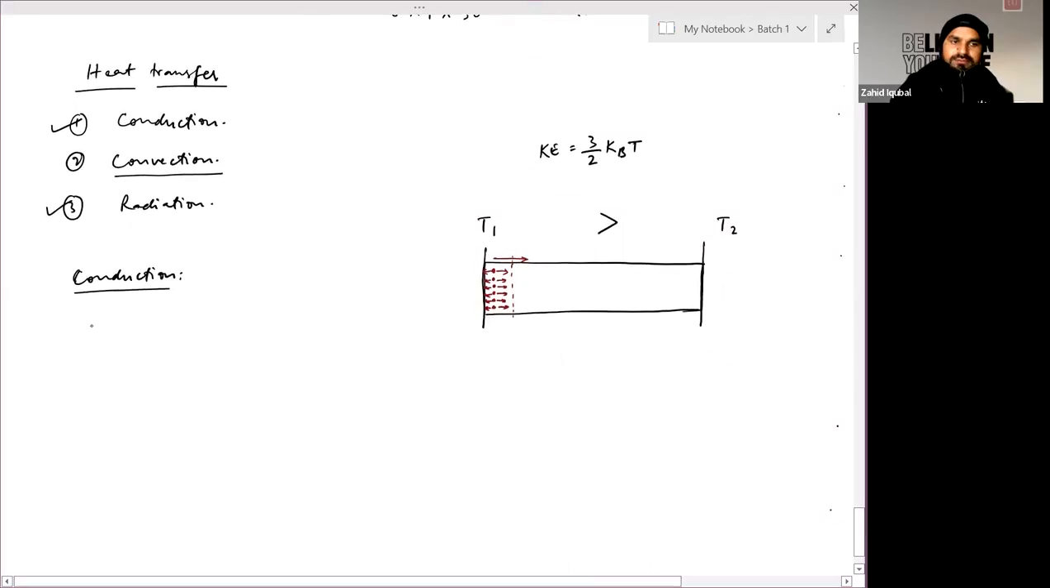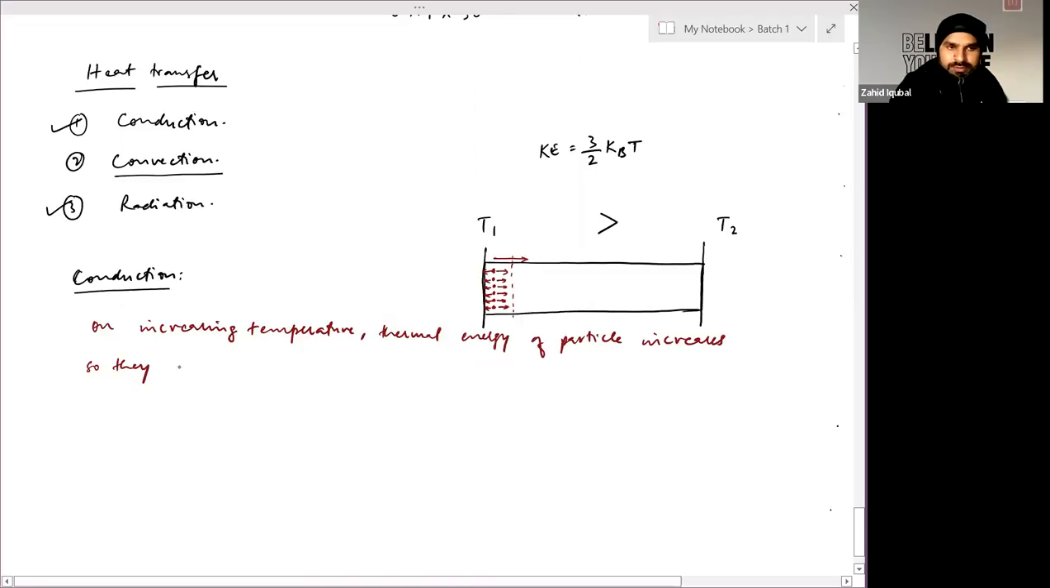So you'll say, on increasing temperature, thermal energy of particles increases. So they will vibrate to a longer distance.